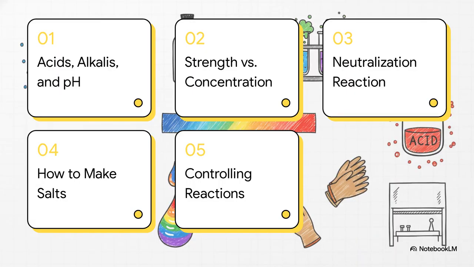Okay, here's our game plan. We're going to tackle 5 key areas. We'll start with the absolute basics: what acids and alkalis even are. Then we'll dig into their properties. After that, we'll see the fireworks when they react, learn a hands-on recipe for making salts, and finish up with how chemists get these reactions just right. By the end, you'll have this stuff down cold.